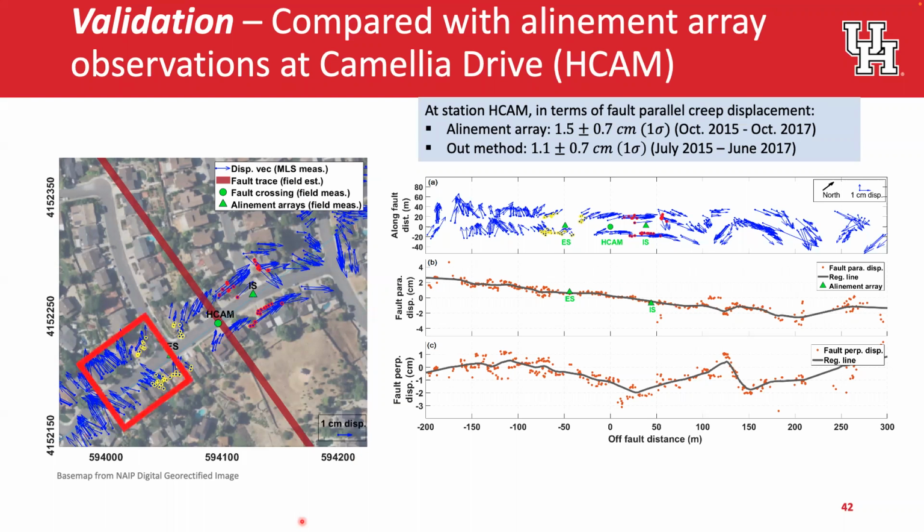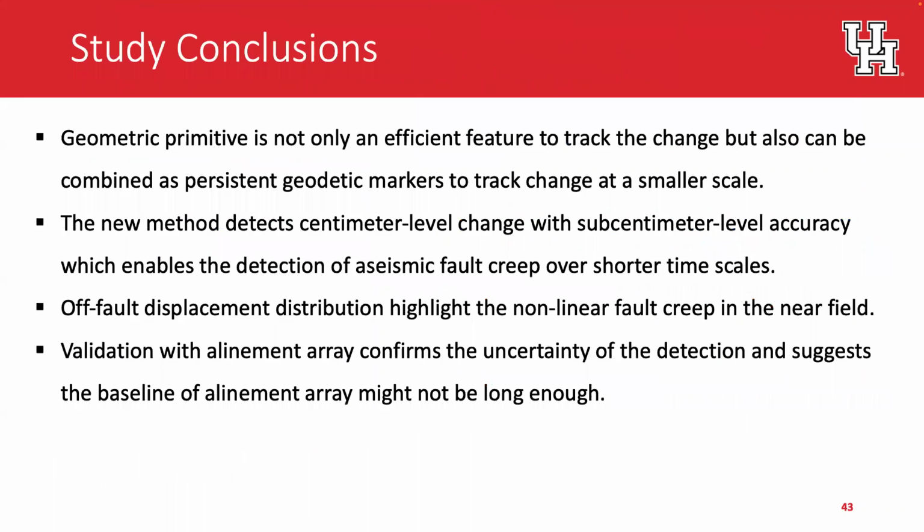So, conclusions from that study. And again, this is published in the ISPRS journal, but we're getting centimeter level change with sub-centimeter level accuracy. We're able to measure the distribution of offset and actually get at that curvature.